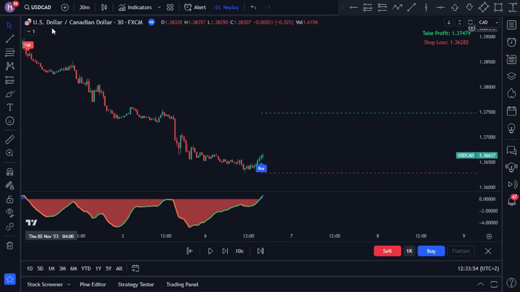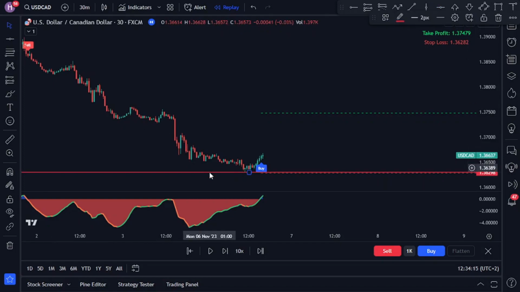Next, let's explore another trade example. For this example, I'm currently on the US dollar against the Canadian dollar in the 30-minute time frame. From the chart, we can see that the pair was in a strong downtrend after the previous sell signal. Additionally, when we look at the line slope, we can see whether the price is gaining or losing momentum. This helps us to make more informed trading decisions.